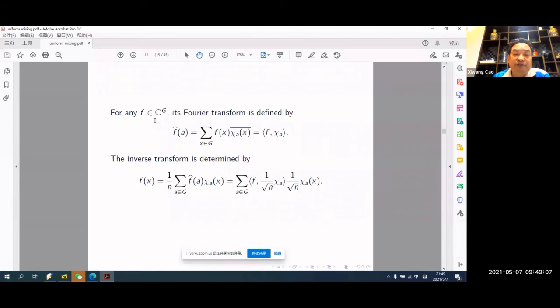For any function f, its Fourier transform is defined in this way, just the scalar product of f and the character chi sub a. The inverse transform is determined in this way. This is from linear algebra: f(x) equals 1 over n times the summation over a in G of f hat(a) times chi sub a(x).